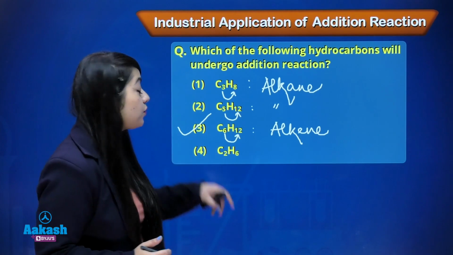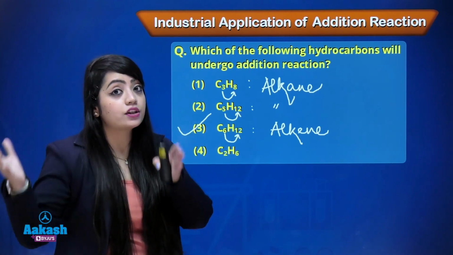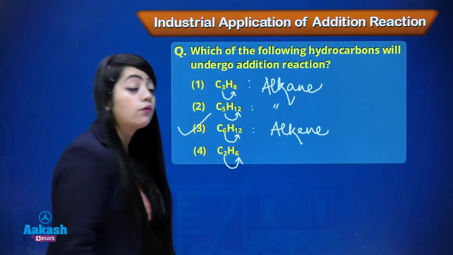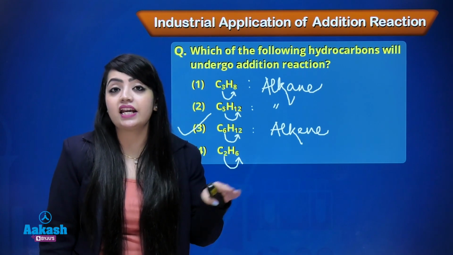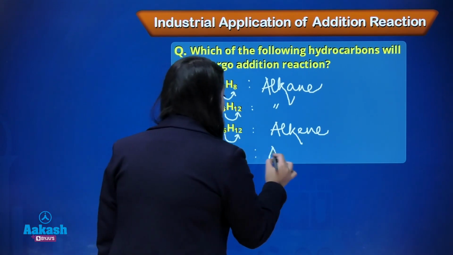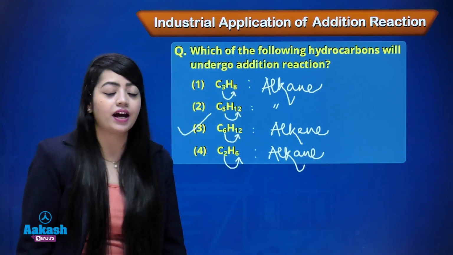Let us see the last one also. The last one states 2 into 2 gives 4 plus 2, we will get 6, right? So here if we check, it is following the formula CnH2n plus 2, which is again an alkane, students, right? So it is not going to show addition reaction, right?